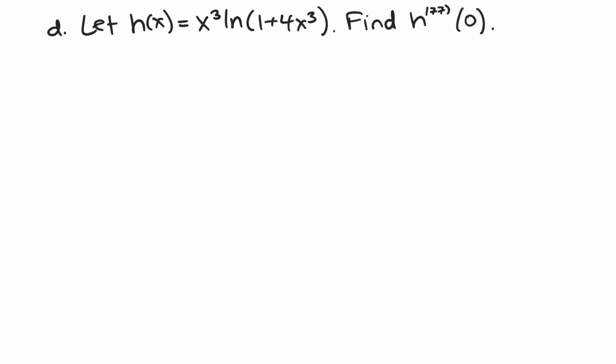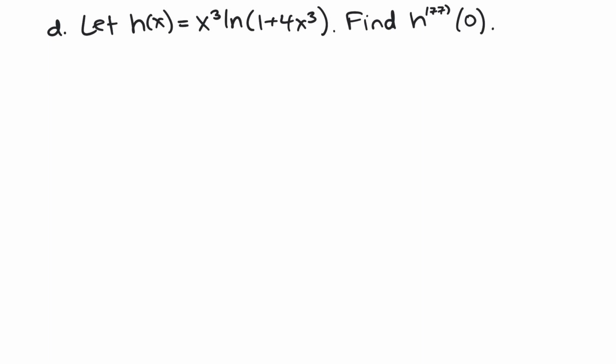All right, the last part of this problem, we are looking at h of x, which equals x cubed times natural log of 1 plus 4x cubed. And we want to find the 77th derivative at 0 of this function. Now, we could take 77 derivatives, but that seems like a bad idea. So instead, we want to use Taylor series.